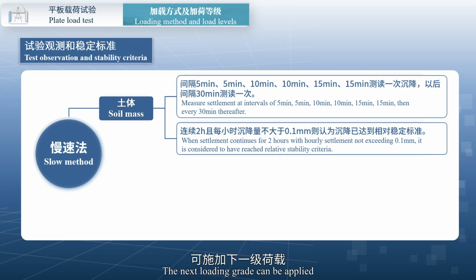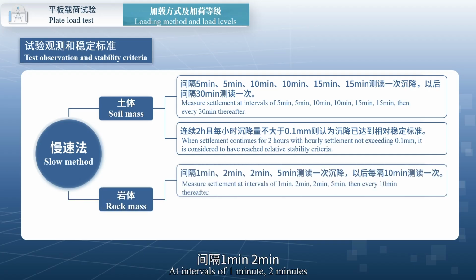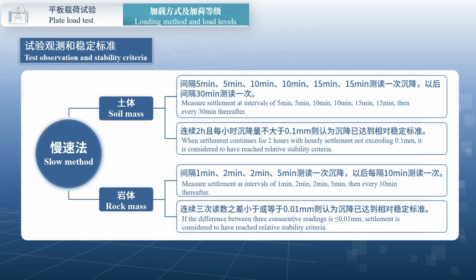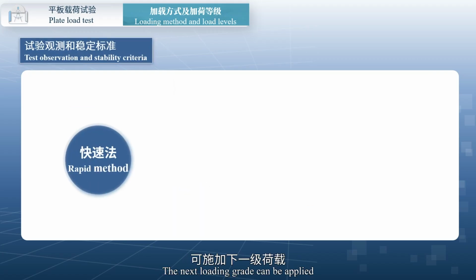The next loading grade can be applied. For rock masses, at intervals of 1 minute, 2 minutes, 2 minutes, 5 minutes, measure settlement once, thereafter at 10-minute intervals. Take one measurement each time; when the difference between 3 consecutive readings is less than or equal to 0.01 mm, then the settlement is considered to have reached the relative stability criterion. The next loading grade can be applied.